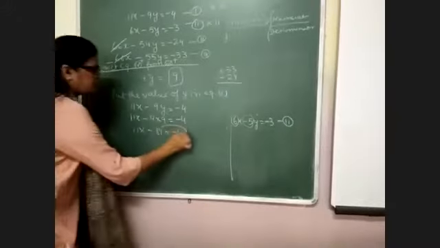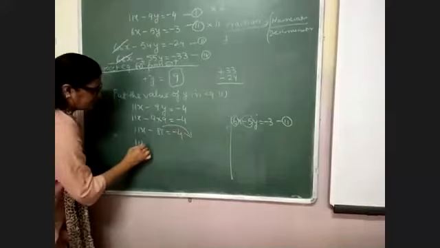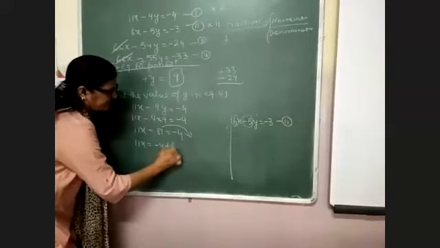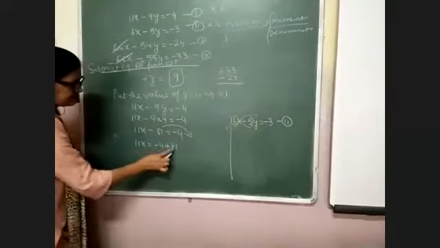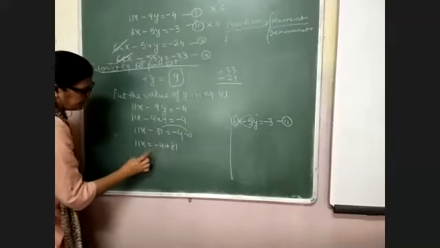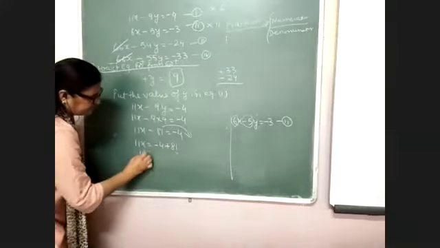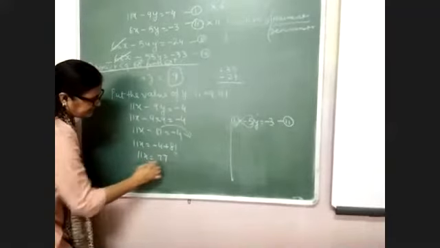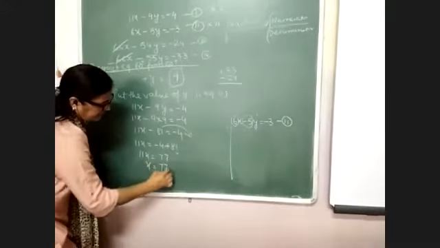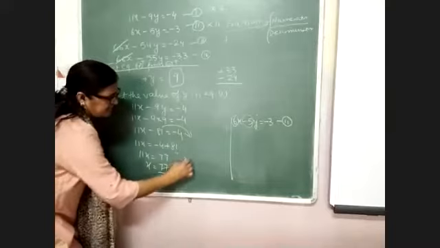Take minus 81 to the right hand side. Subtract 4 from 81, it is equal to 77. So the value of x is 7.